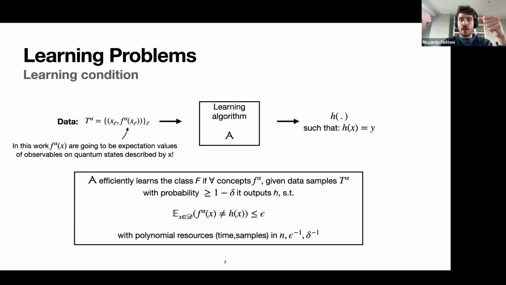training samples from that function, the learning algorithm outputs with high probability a function h that agrees with the unknown concept with low error on average with respect to the input distribution, right? So this means that on average with respect to the input distribution, it agrees with the unknown concept with a low error. And of course, we want the whole thing to be efficient. So we want the whole process to be in polynomial time with respect to n and the error that it produces.